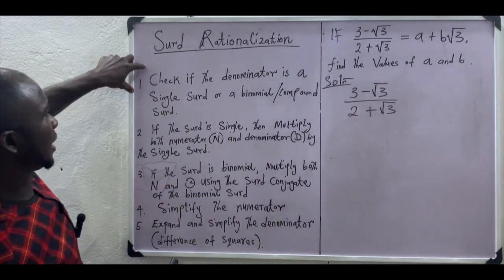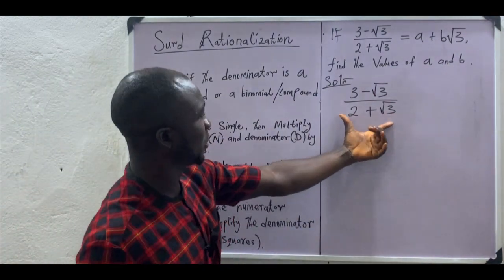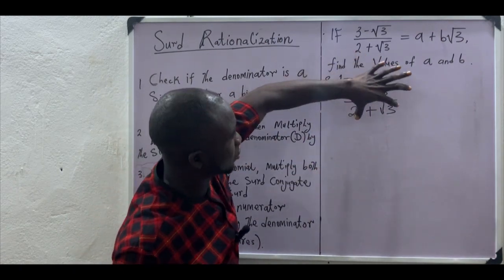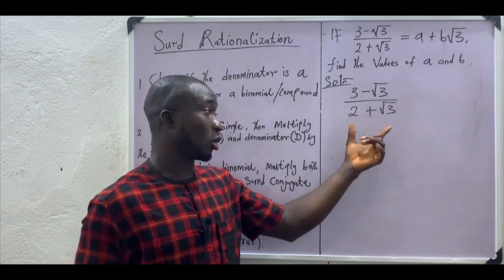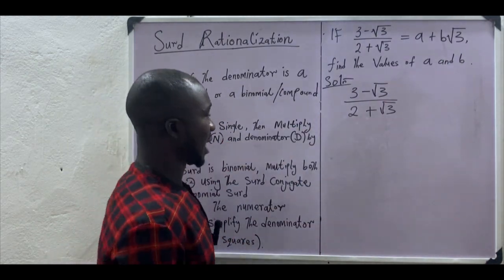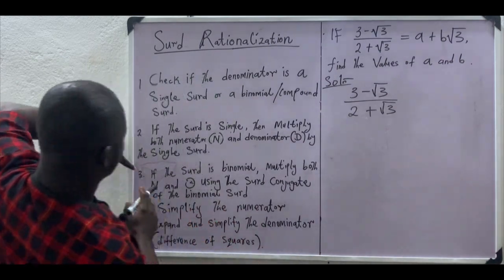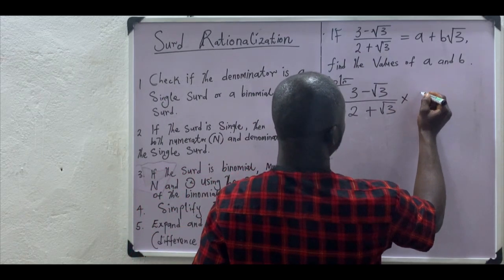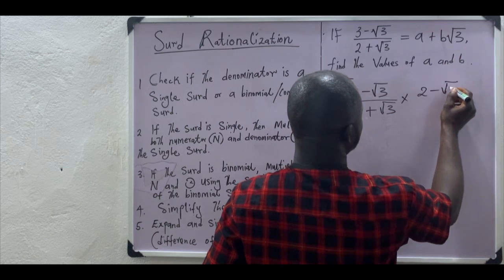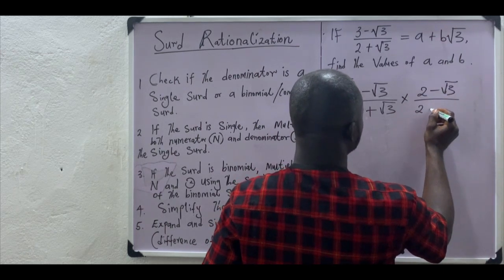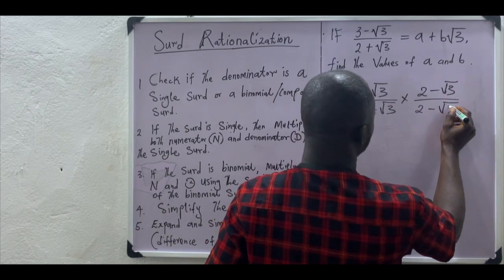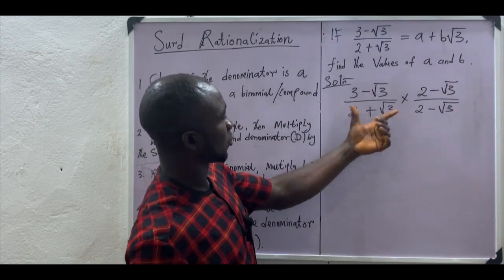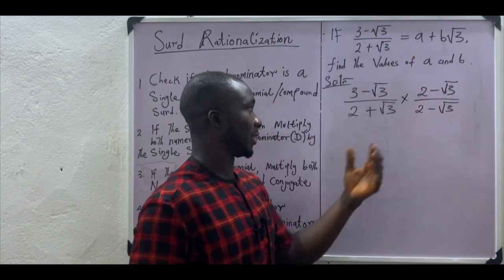So if we check, we find out that the surd at the denominator is a binomial surd. It contains two expressions, and so the conjugate of this surd at the denominator will simply be this surd but with a change of sign. And from step 3, we have to multiply both the numerator and the denominator using the surd conjugate of the given binomial surd. So I have used the conjugate of this surd to multiply both the numerator and the denominator.